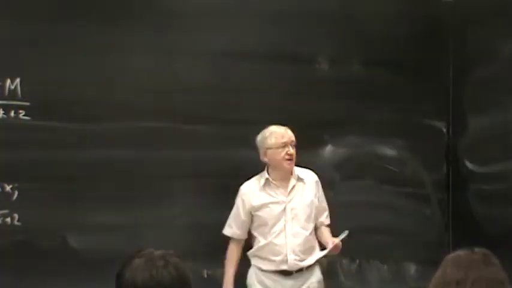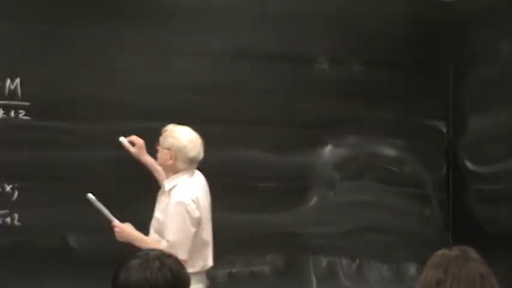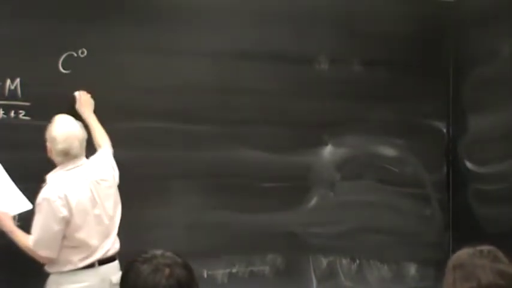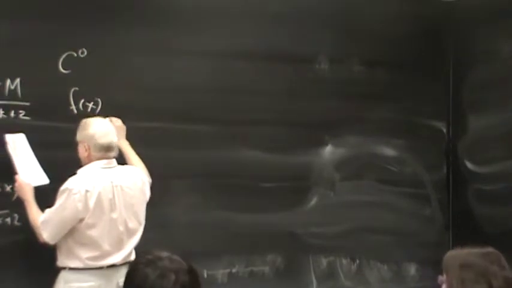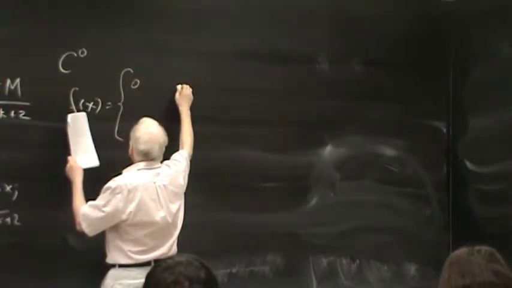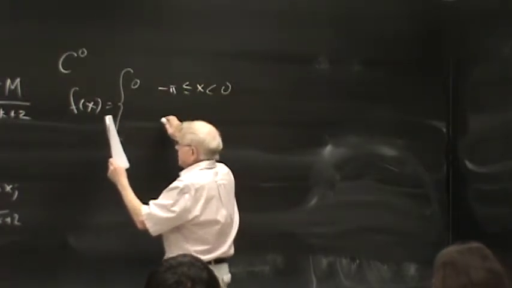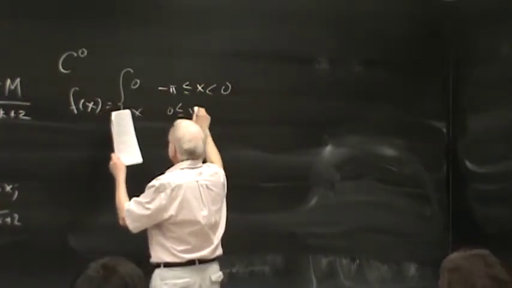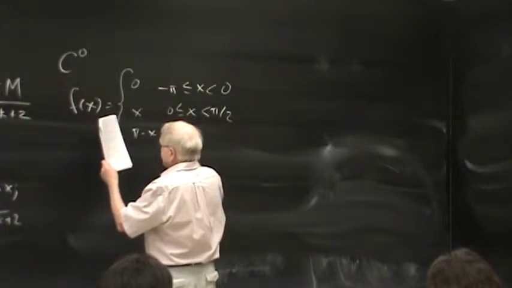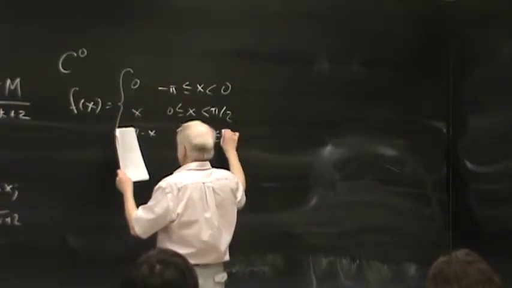All right, so let's see some examples. The first function is a C0 function. So this just means the function's continuous. And so I've made it 0 for minus pi less than or equal to x less than 0, x for 0 less than or equal to x less than pi over 2, and pi minus x for pi over 2 less than or equal to x less than or equal to pi. Okay.